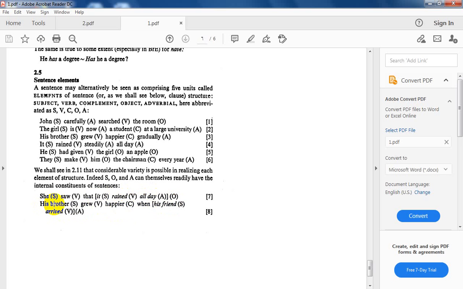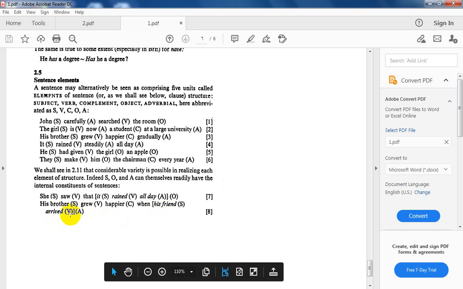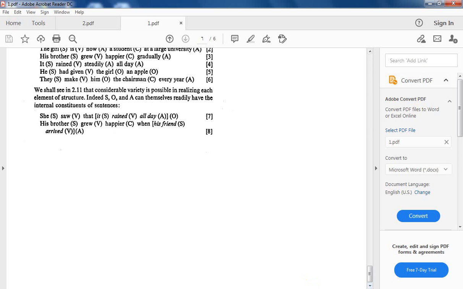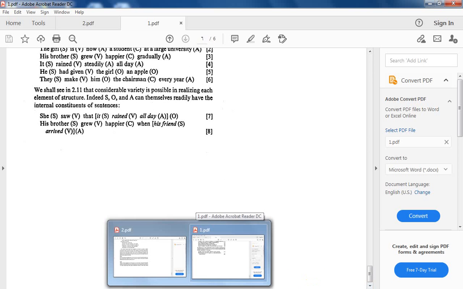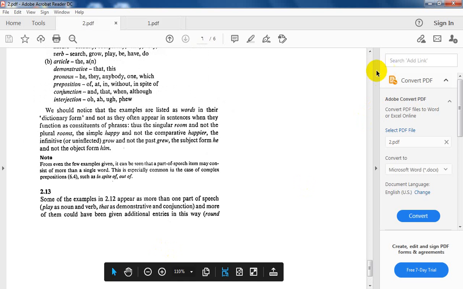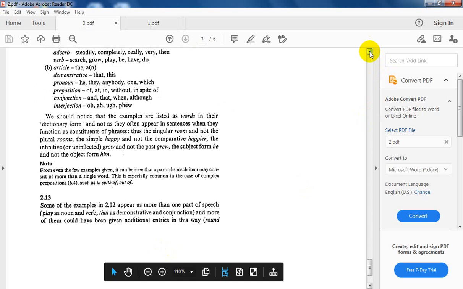The same thing, his brother grew happier. S subject, V verb, happier complement. When here is supposed to be time. His friends arrive, this sentence actually functions as an adverbial. The same thing if I have a subject here.